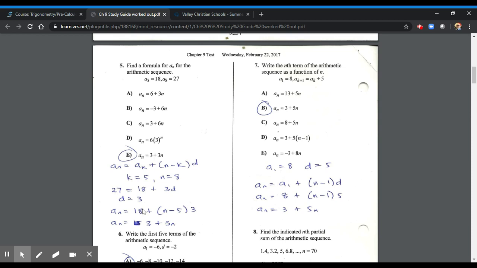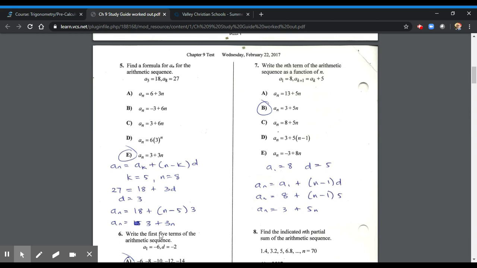Now plugging this back into my original formula there, A sub n is equal to 18 plus n minus 5 times my difference d, which is 3. So I'm using k is equal to 5 here.